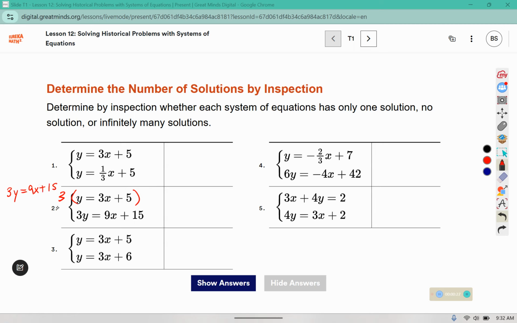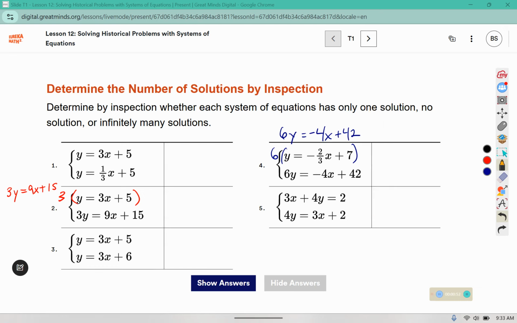So if the equations are identical, is that an infinite solution or a no solution? In number 3, they match. In number 4, I'm going to multiply by 6 so that the y terms match. 6 times negative 2 is negative 12, and negative 12 divided by 3 is negative 4. 6 times 7 is 42.